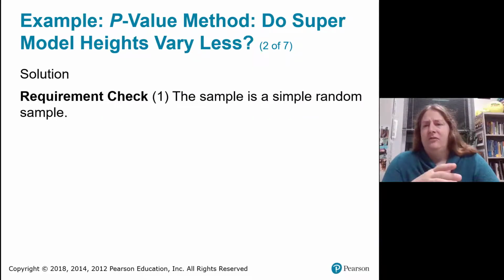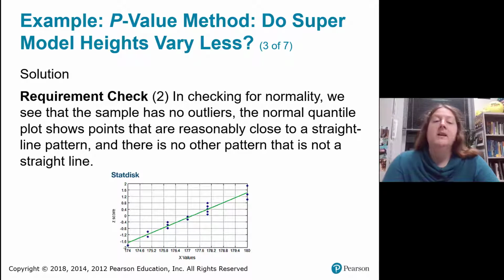So first things first, we need to check our requirements. The first requirement, they told us that it's a simple random sample, so we've got a check mark there. Our second thing that we need to check is normality. Here's a normal quantile plot, and we can see that there's nothing really extreme there, and it fits that straight line pattern. And so we can conclude that it is in fact normal.